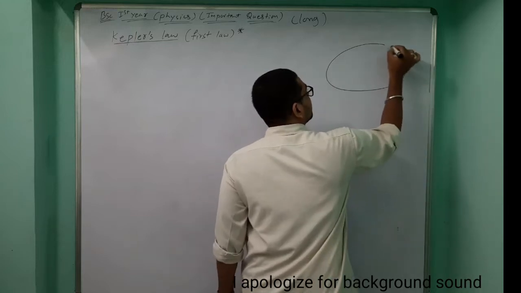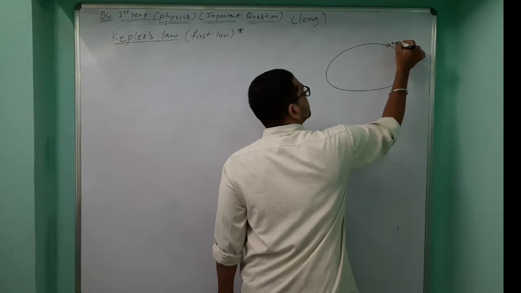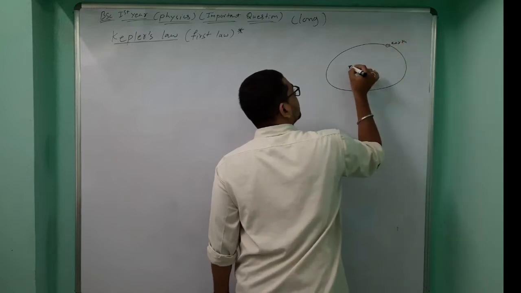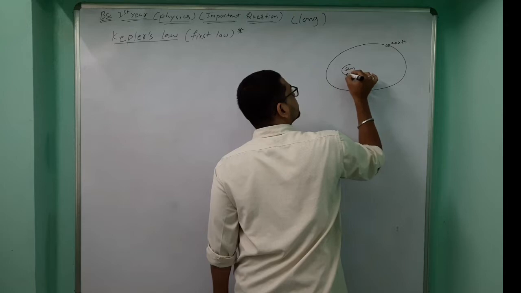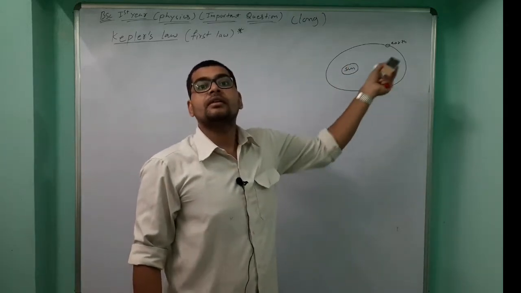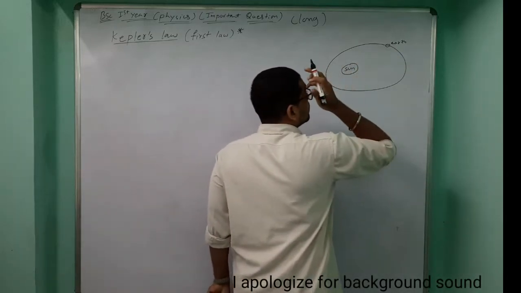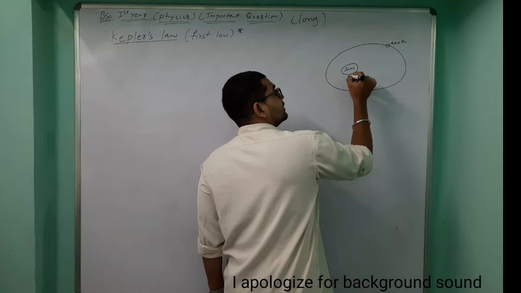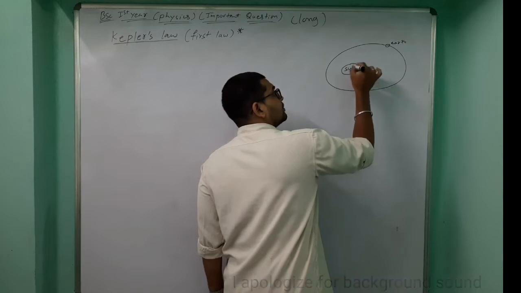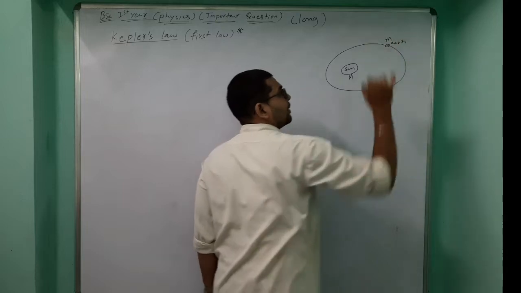Now see, the Sun. The Earth is revolving around the Sun. Say this is the Earth, and this is the Sun. So it is moving in an elliptical path. We have to show this. It is an elliptical path. Now let's say this body, the Sun, has mass capital M, and this one has mass small m.